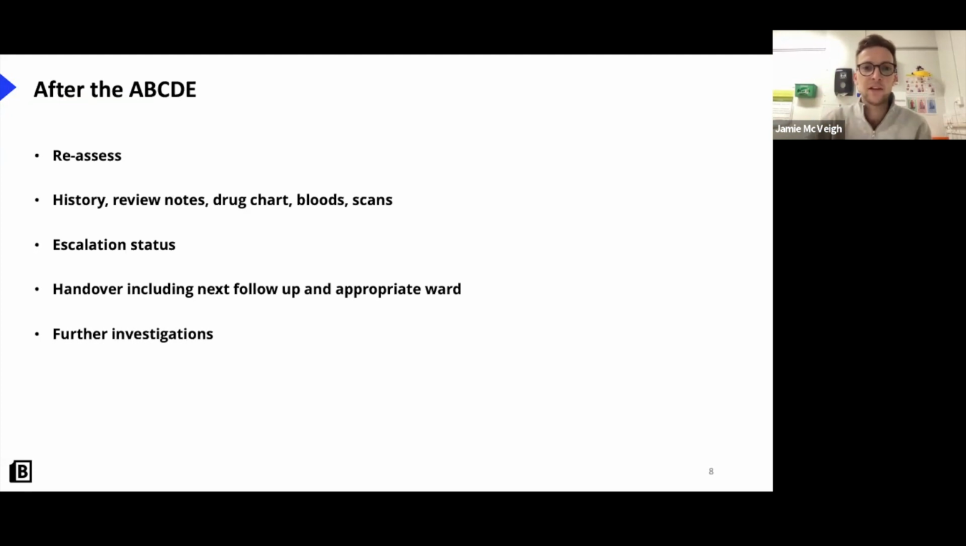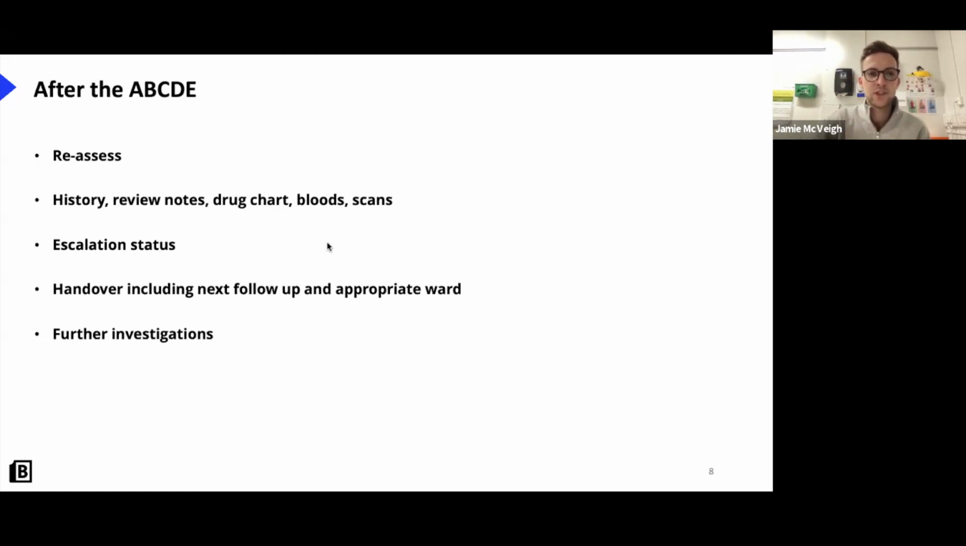then have a bit of a better look about what's going on, why they're in hospital, look at the notes, review the drug charts, always look at the drug charts, okay? There might be causative drugs, there might be drugs that have been missed. There's always reasons. And then look at their bloods, do bloods, whatever, think about what scans they need.